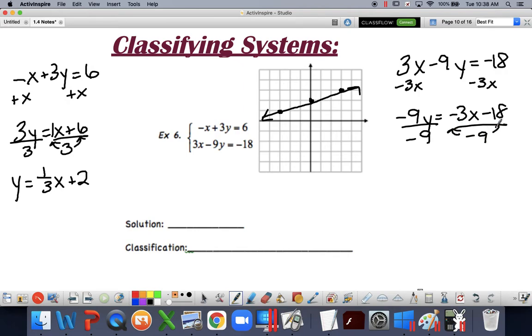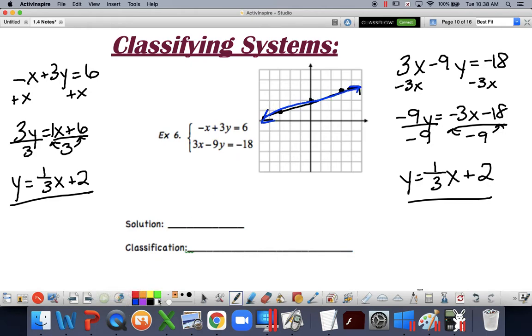Remember to divide both of these by negative 9. Negative 3 divided by negative 9 simplifies down to 1/3. Negative 18 divided by negative 9, well, look at that. We have the exact same equation of a line. These two lines are overlapping, right? They are the exact same line.